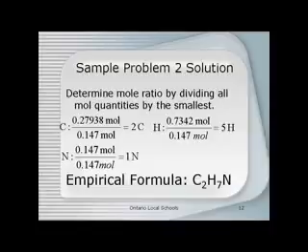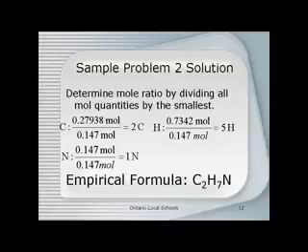For our hydrogen, our 0.7342 moles divided by 0.147 moles gives us 5 moles of hydrogen. And for nitrogen, of course, the 0.147 divided by 0.147 gives us 1 mole of nitrogen. So our mole ratio is 2 moles of carbon for every 5 moles of hydrogen for every 1 mole of nitrogen. So we get an empirical formula of C2H7N.